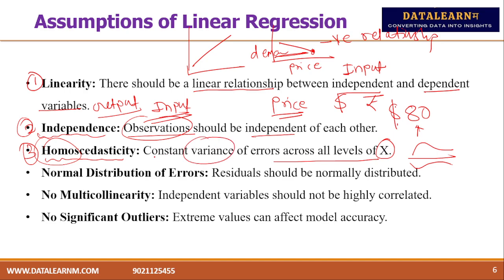If that variance is not constant. We can calculate the variance, right? How the values are varying. Variance is just the square of the standard deviation. You can calculate it very easily.